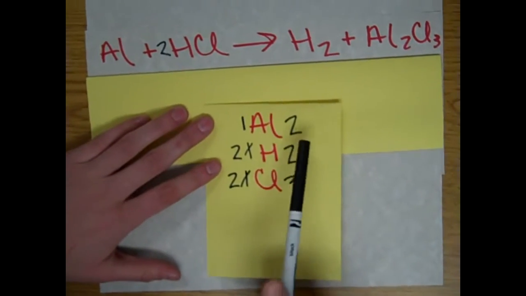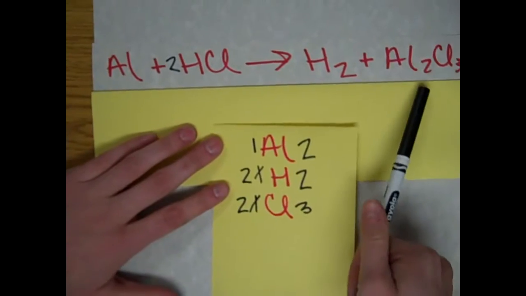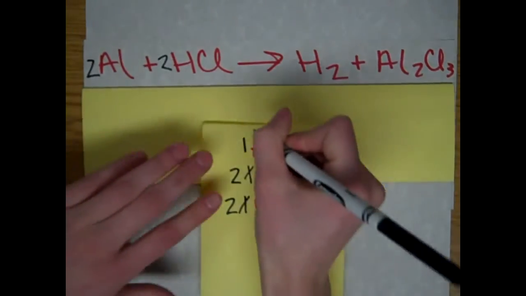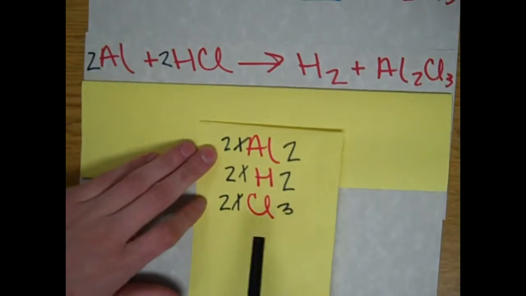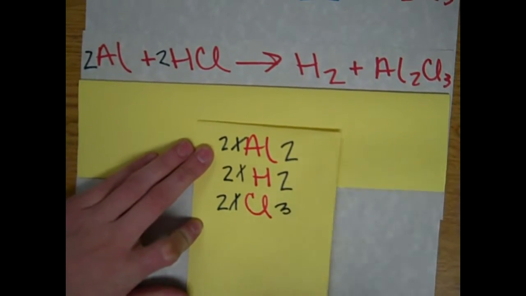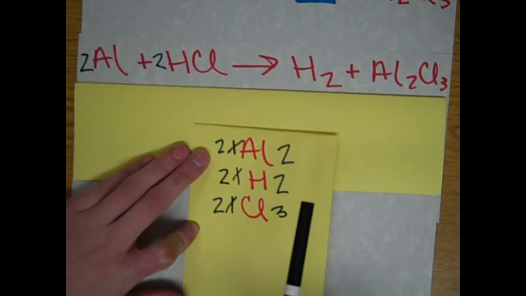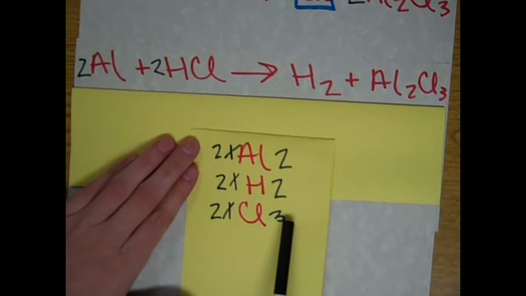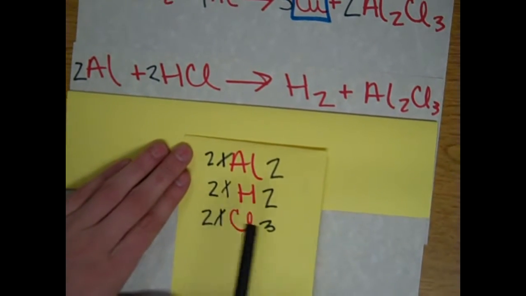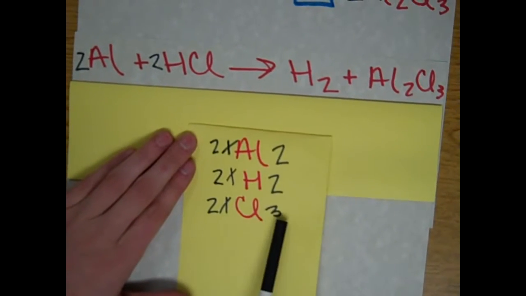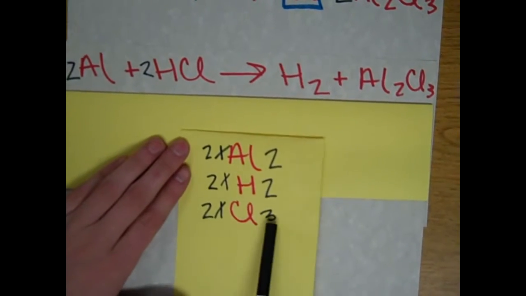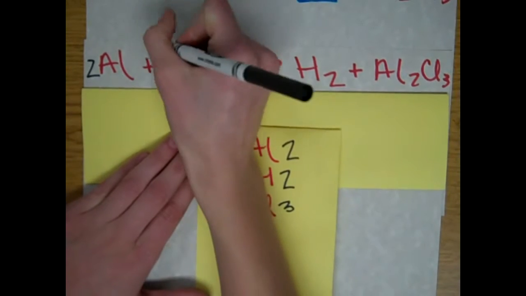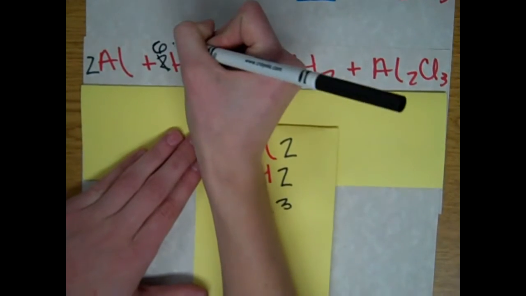Next, the aluminum can be balanced. There's 2 on this side and 1 on this side. So we do the same thing. We put a 2 in front of it, and now there are 2. But the chlorine is still not equal. So since there's no easy way to balance them by multiplying it by 2, because that doesn't get 3, you would need to multiply them by each other. So we need to put the 3 on this side. 2 times 3 is 6.